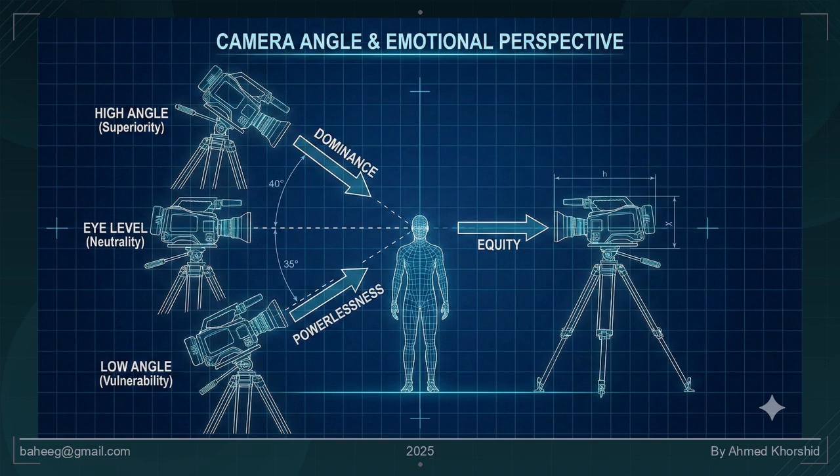Figure: a detailed technical illustration showing 3 camera positions relative to a subject: high angle, eye level, and low angle. Arrows indicate the emotional direction, dominance versus vulnerability. The style is a blueprint wireframe on a dark background.